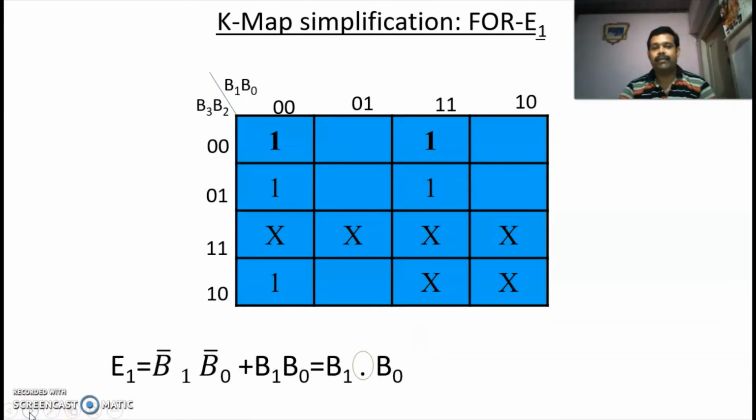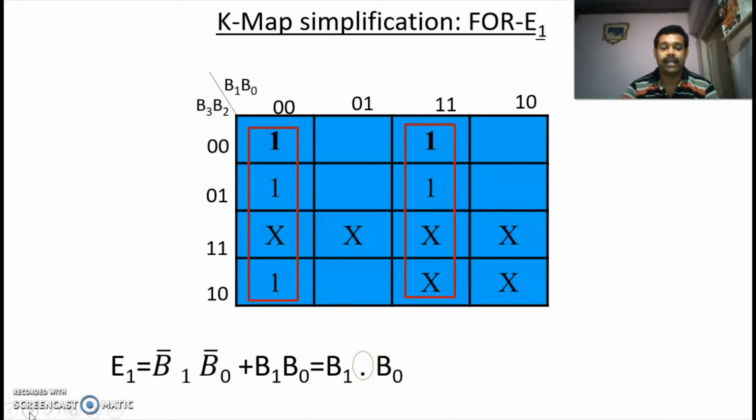Next for E1, we have plotted, and we are going for grouping, getting 2 parts. Expression is B1 bar, B0 bar, then B1, B0. This can be implemented by using XNOR gate. This expression is similar to XNOR gate. So we are implementing by using XNOR gate.